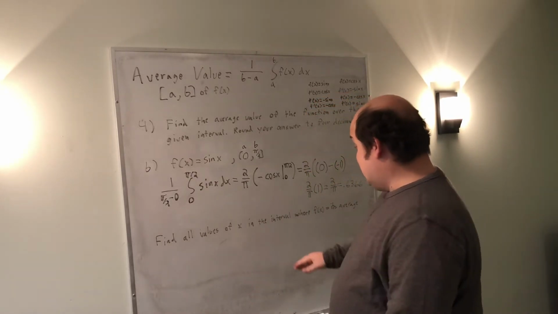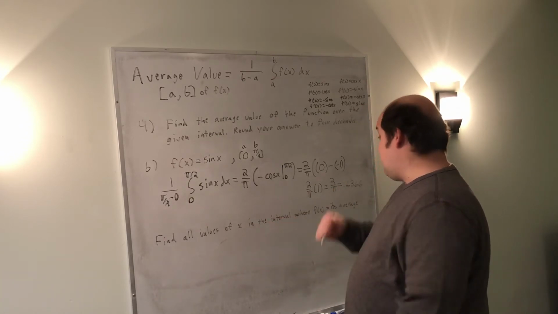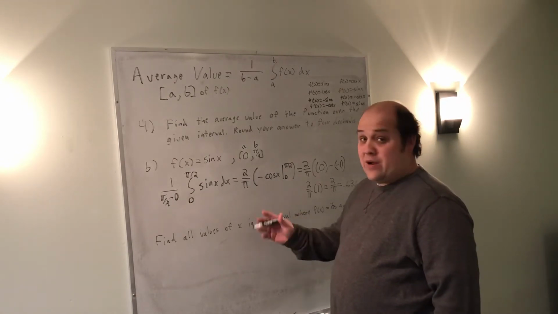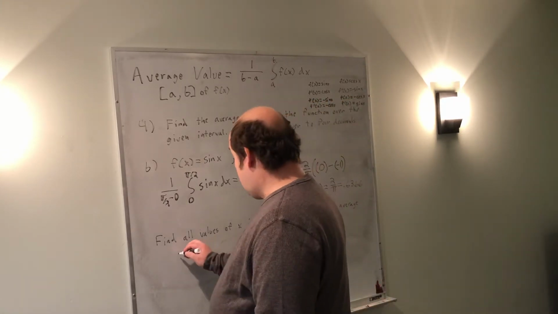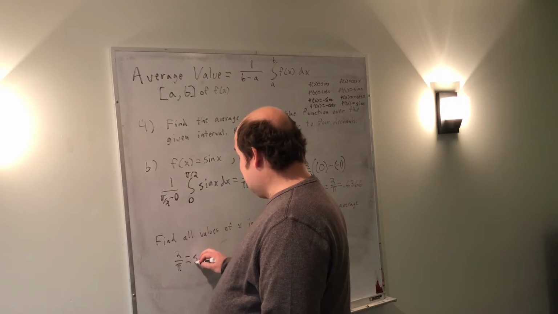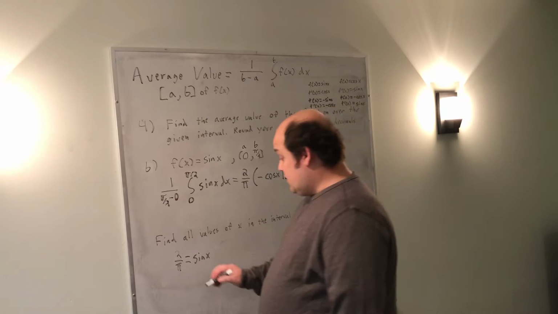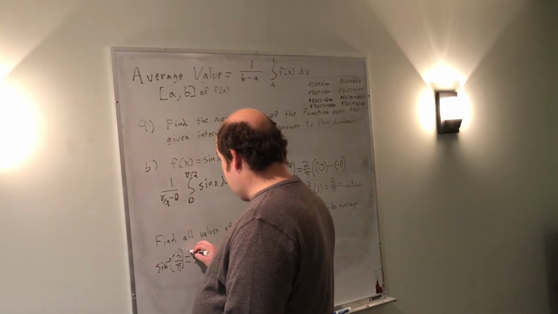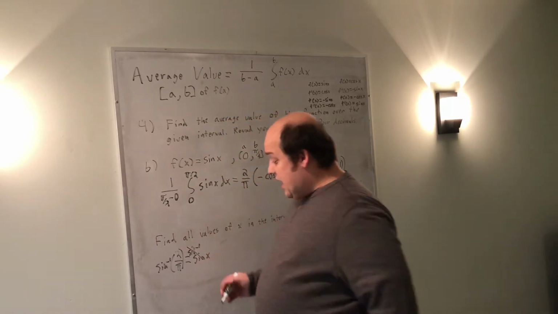The bad news is it's a little tougher to find everywhere in the interval where it equals its average. If we did the same thing that we did for question 1 and just set it equal to each other, we'd be setting 2 over pi equals sine x. And the way that we could then find an answer is we can do sine to the negative 1 of 2 over pi. Sine to the negative 1 would cancel out the sine, and that would give us what our x is.